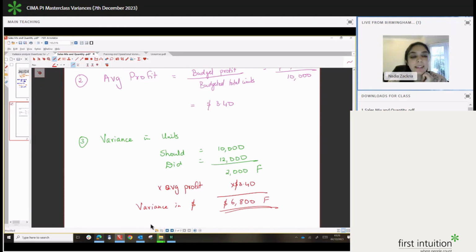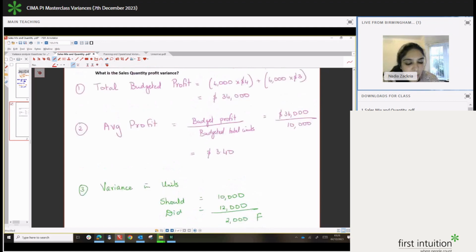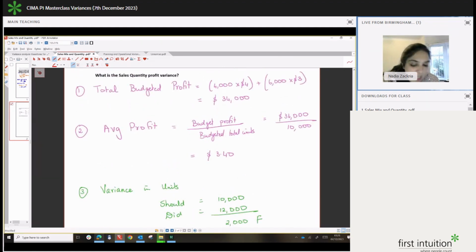Right? Easiest technique. This will always work when you've got a sales quantity profit variance. Even if it's a contribution variance, same method. Instead of profit, you'll work out budgeted contribution. Then you work out the average contribution using the same method. Nothing changes. It's just the wording that changes.